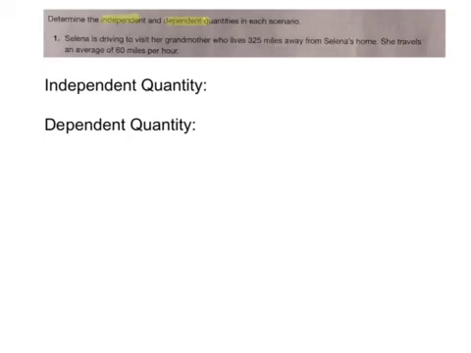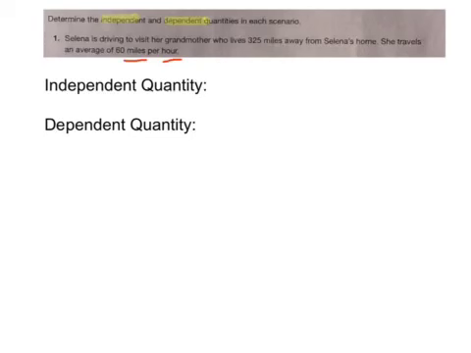Selena is driving to visit her grandmother, who lives 325 miles away from Selena's home. She travels an average of 60 miles per hour. If you were to watch Selena over her entire trip, the two things that can be described using numbers that are changing are the miles and the hours. Those are your two different quantities for your problem situation.